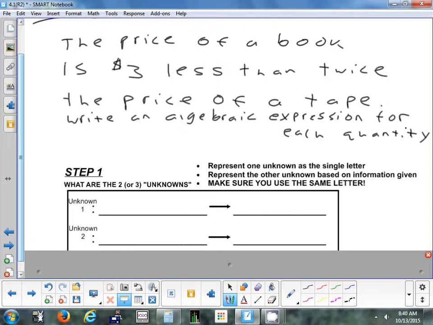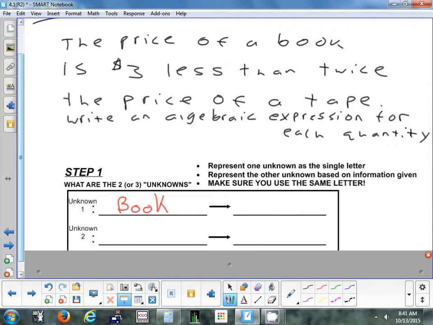The price of a book is $3 less than twice the price of a tape. Justin, what's my first unknown? The price of book. Book. I'm not going to put price of book. I'm just going to put book. All right. We're going to put book here.